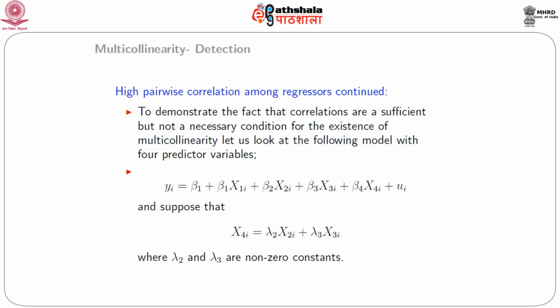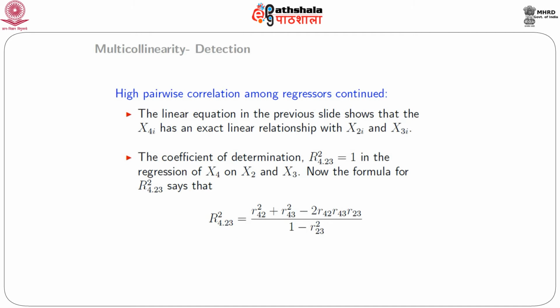So suppose we have the following model with 4 predictor variables. Our response is yi, and the 4 predictor variables are x1, x2, x3 and x4. And we have written the multiple linear regression model in terms of the 4 predictor variables. Suppose that the 4th predictor variable x4 is perfectly linearly related to x2 and x3 in the following form: x4 equals lambda 2 x2 plus lambda 3 x3, where lambda 2 and lambda 3 are non-zero constants. So the linear equation in the previous slide shows that x4 has an exact linear relationship with x2 and x3.